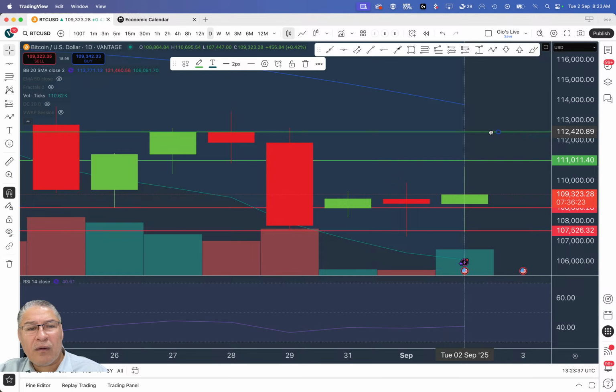The asset, 107, sorry, level of support, and then one of the lower Bollinger Band for this asset. So looking for a breakout.